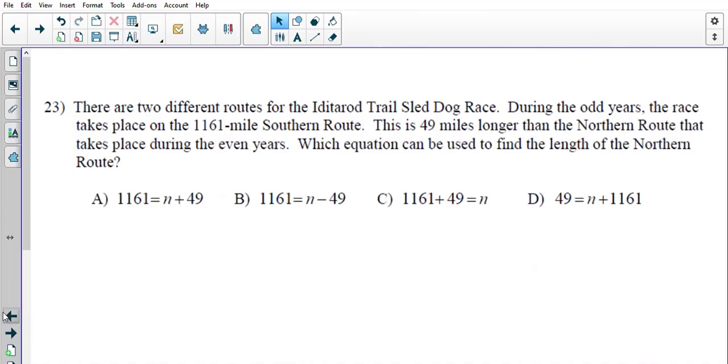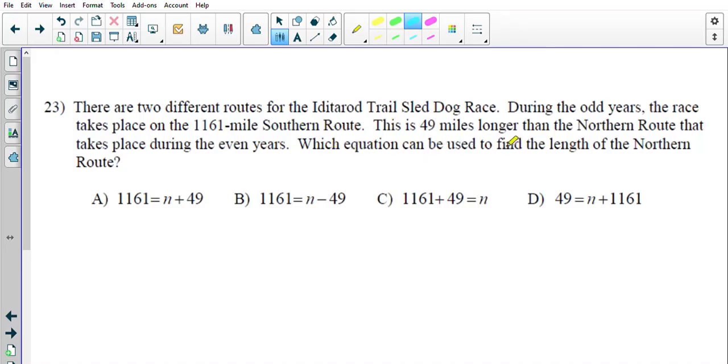During the odd years, the race takes place on the 1,161-mile southern route. This is 49 miles longer than the northern route that takes place during the even years. Which equation can be used to find the length of the northern route? While this is multiple choice, it has a tendency to be the area where students struggle. Ignore the answer choices. Let's try to answer this ourselves and see if we can find one of the answer choices that matches with our solution.